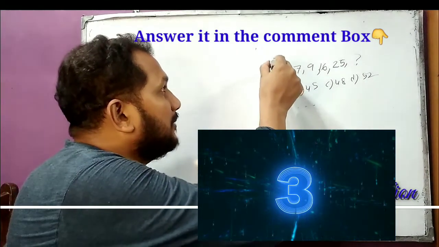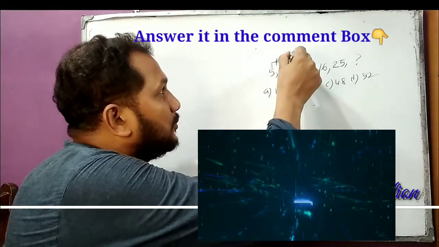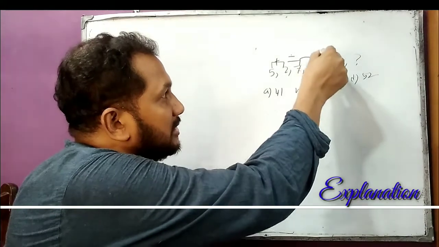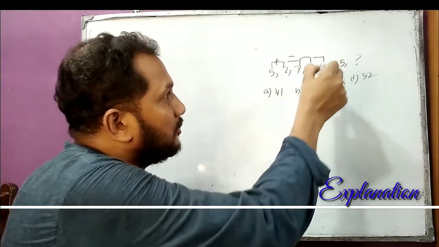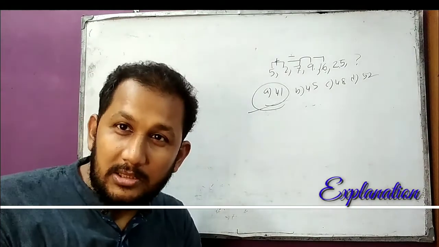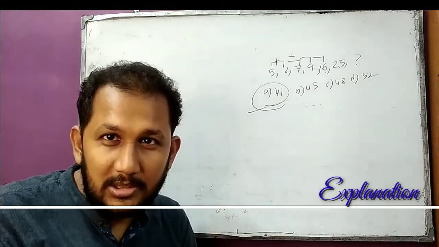5 plus 2 is equal to 7, 2 plus 7 is equal to 9, 7 plus 9 is equal to 16, 16 plus 25 is equal to 41. The answer is 41. Adding 2 numbers, we get the third number, then adding the next 2 numbers, we get the next number, and so on.